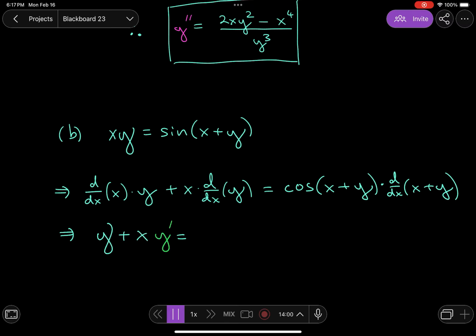Over here on this side, I got the cosine of x plus y, and then I have times the derivative of this sum right here. But that's going to be the derivative of x plus the derivative of y with respect to x. That's going to look like 1 plus y prime.